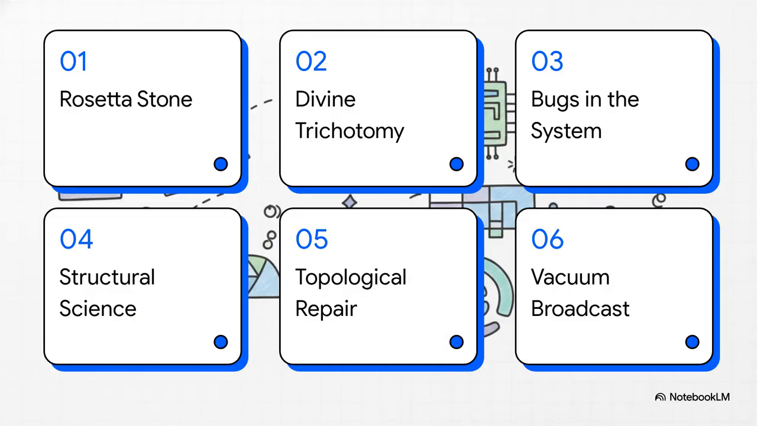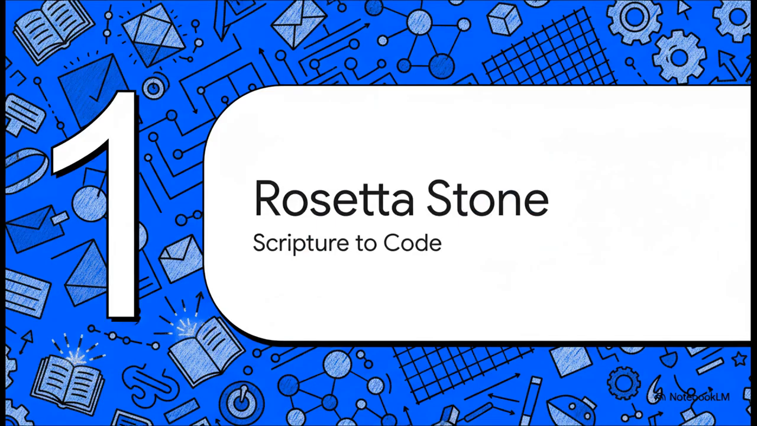Here's our agenda for today. 1. The Rosetta Stone of Reality. 2. The Divine Trichotomy. 3. Bugs in the system. 4. Prayer as structural science. 5. Healing as topological repair. And 6. The vacuum broadcast.